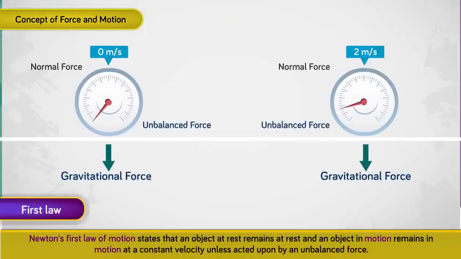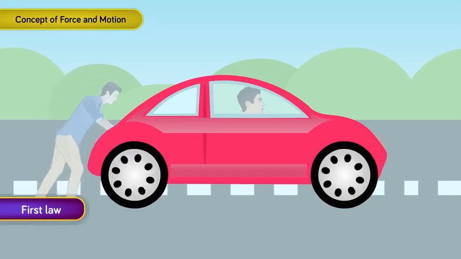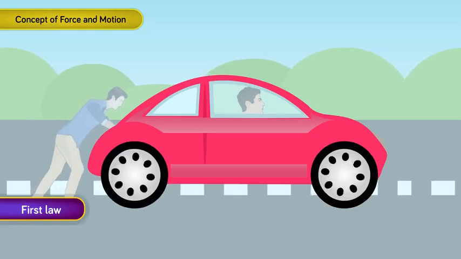First law. Newton's first law of motion states that every object maintains its state of rest or of uniform motion unless acted upon by an external unbalanced force. For example, in the picture, the car will remain at rest when we are not using it, but it starts to move when it is given a force.